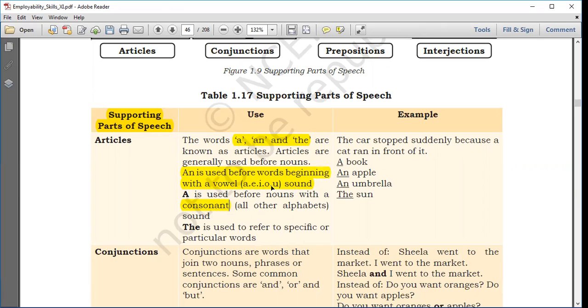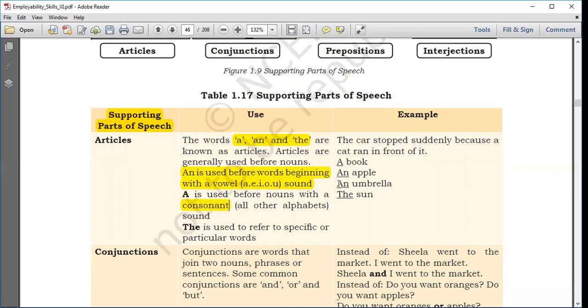Wherever the word begins with such sounds, we put an before that. Like in case of apple, it starts with an a sound, so we'll put an there. Umbrella starts with a vowel sound, so we'll put an. There are words like honest. Although if you write honest it starts with h, the sound the word starts with is o, so we'll put an there. An honest man. Fine. So we'll concentrate on the sound, not on the word.